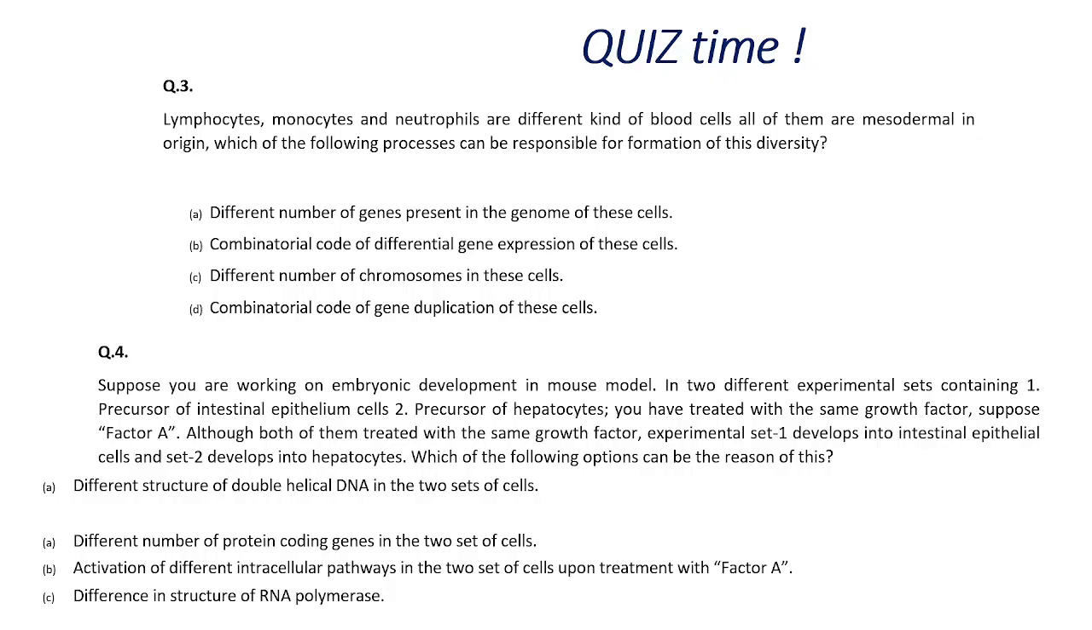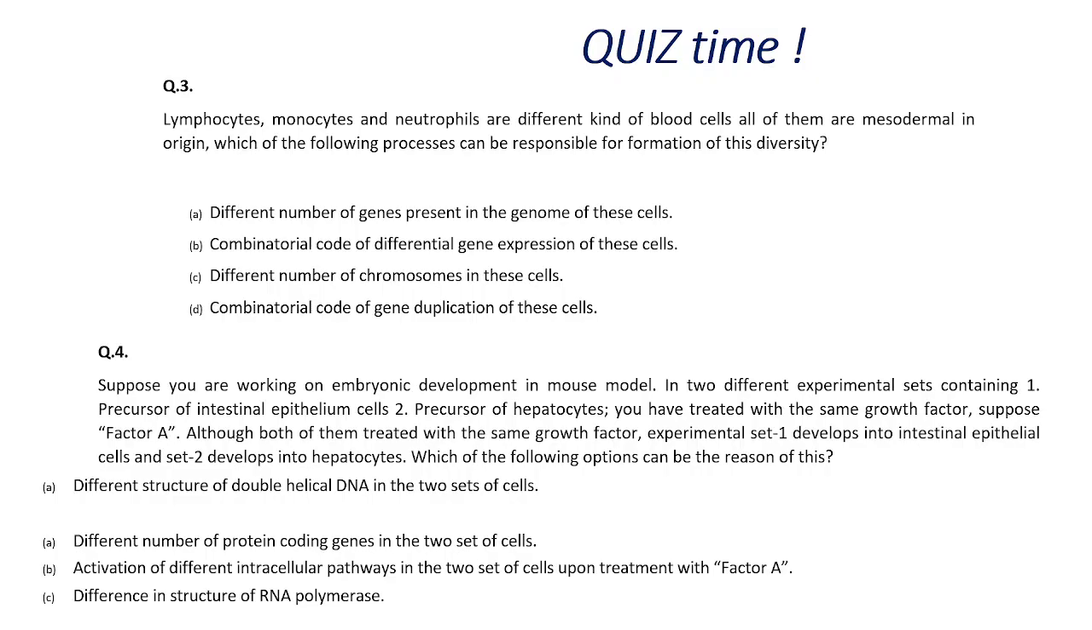So both of you are saying it's B. So basically, the explanation is all somatic cells in an organism, including different types of blood cells, have the same genome, or the same number of genes and chromosomes. So the diversity in the cell types and the functions arises from the differential gene expression, where different sets of genes are activated or suppressed in specific cell types, leading to the production of different proteins and cellular characteristics. So the correct answer is combinatorial code of differential gene expression in these cells.